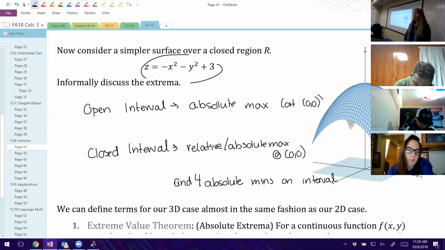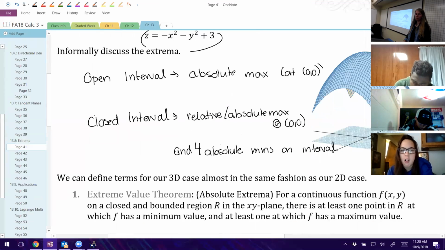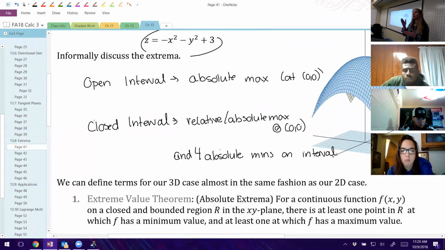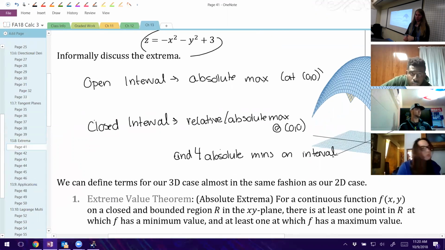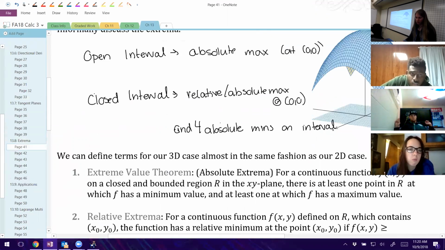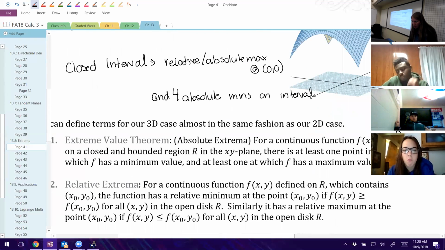I know most people don't remember Rolle's theorem, but if you happen to remember it from Calc 1, this is basically the same thing. Rolle's theorem in Calc 1 says when you have a closed interval, you will always have a minimum and a maximum. And that's what this first thing says right here, the extreme value theorem. So this is very similar to Rolle's theorem from Calc 1.